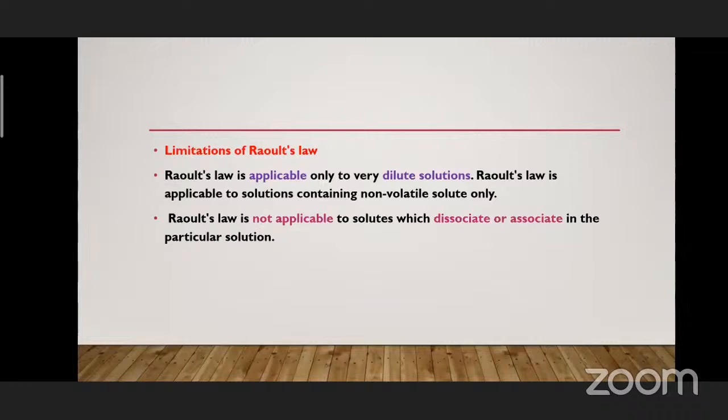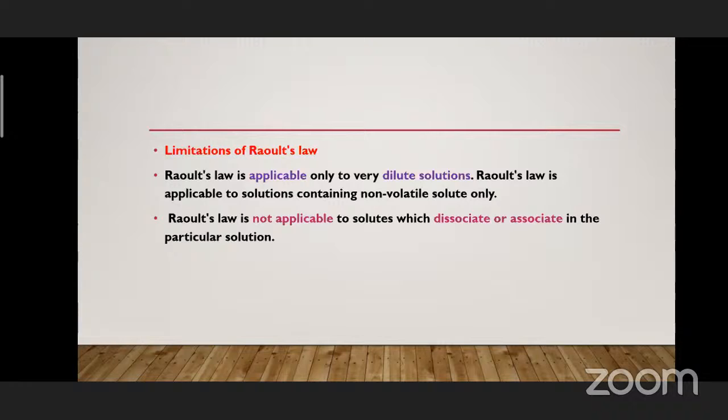Now let us see the limitations of Raoult's law. Limitations means what? It is the drawbacks. So Raoult's law is applicable only to very dilute solutions. This is one thing. So Raoult's law has to be applied only for the dilute solutions.